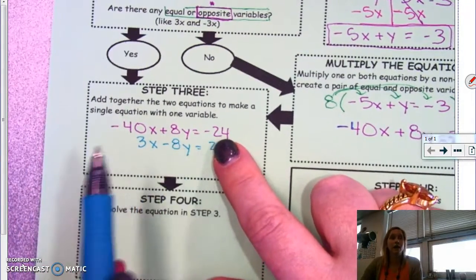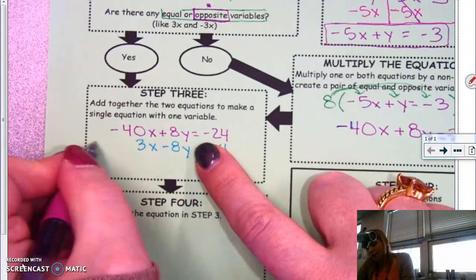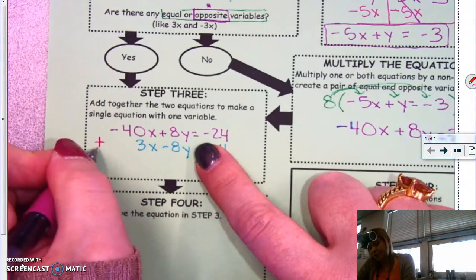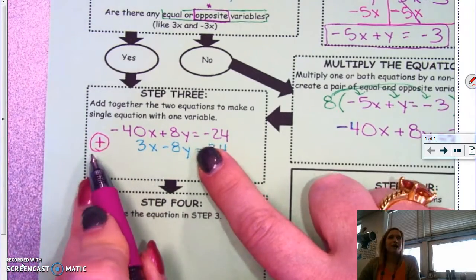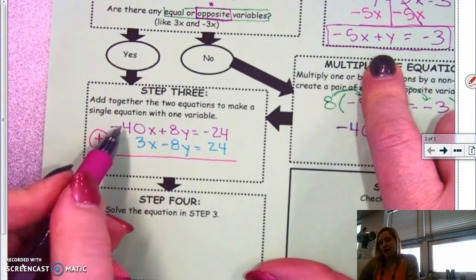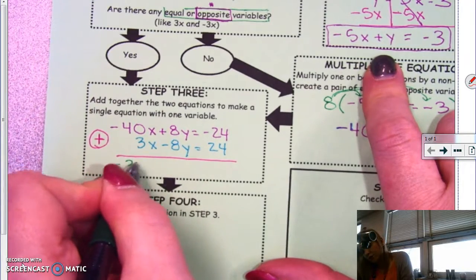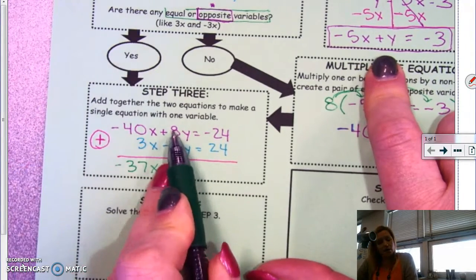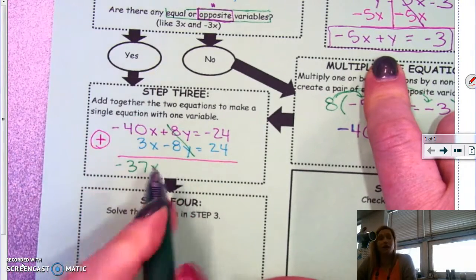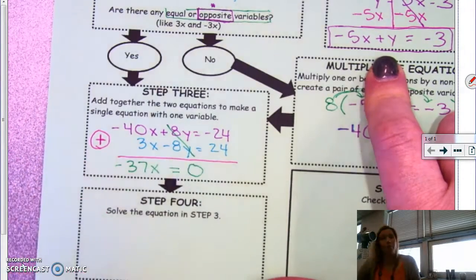So if we want to eliminate our y's, we're going to want to add these together. We're going to add these two equations together because they're opposites. If they were the same, we'd have to subtract them. So that's why opposites are easier, because adding is always easier than subtracting. So now let's just go ahead. Negative 40x minus 3x would be negative 37x. And then we know here that these two 8y's will cancel out, which is what we want to do. We want to eliminate that variable. And negative 24 plus 24 equals 0.